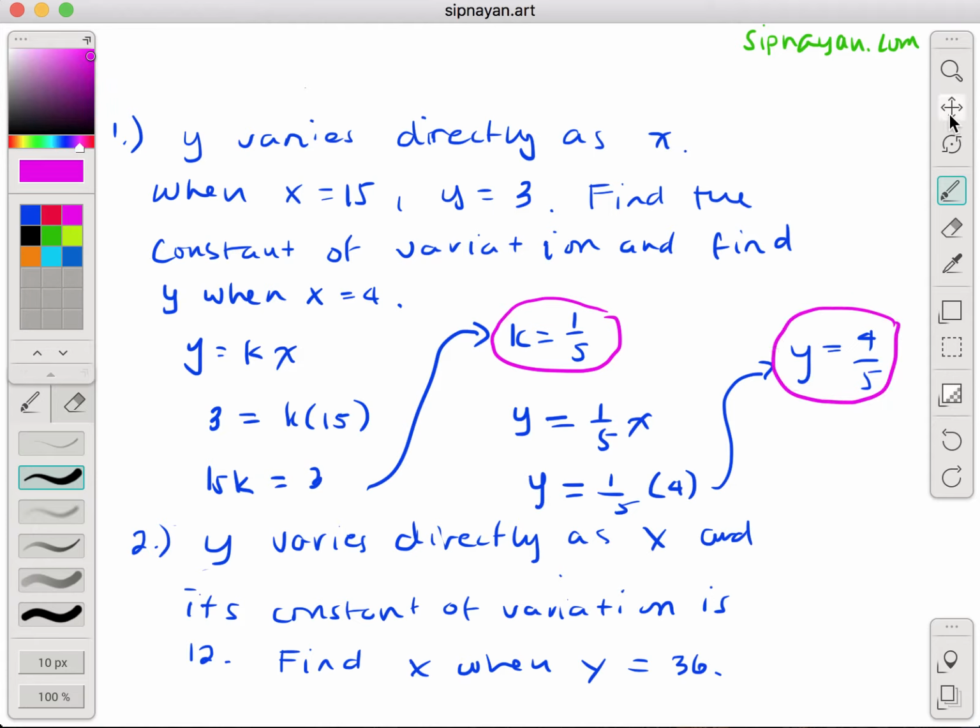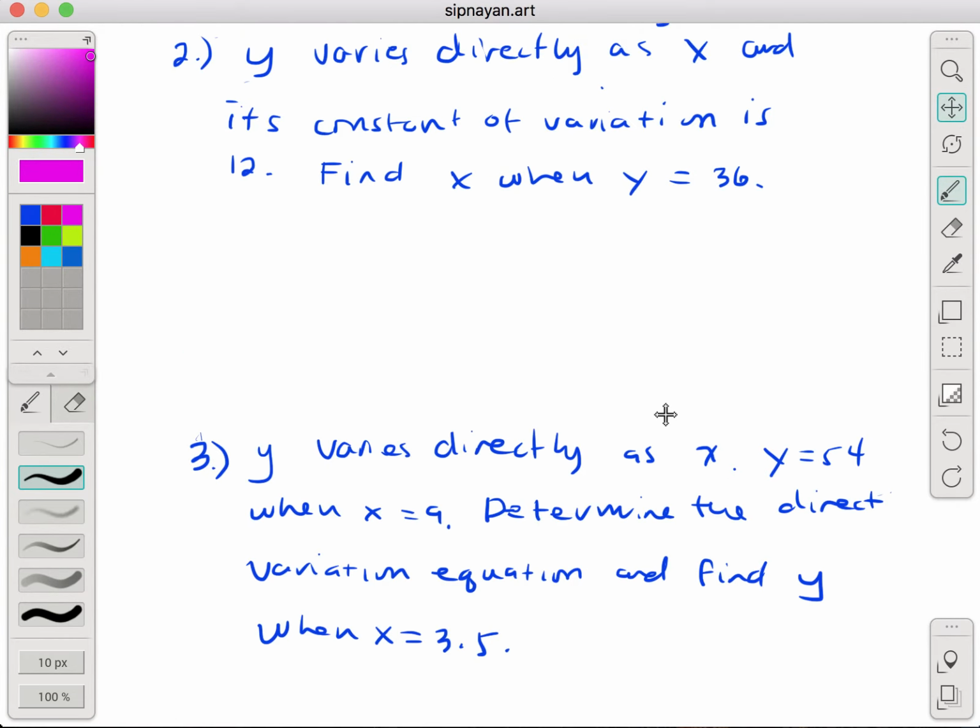Okay? Now, for the second problem, we have constant of variation is 12. So, again, if it's a direct linear variation, pwede natin siyang i-represent as y equals kx. And sabi niya, constant of variation is 12. So, pwede na natin i-diretso y equals. Yung constant of variation natin is 12, yun yung k, diba? So, 12x. And find x when y is 36.